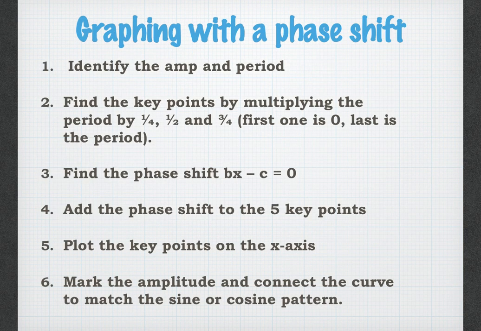So here's our new process. Identify amplitude and period, still same thing. Absolute value of A and the 2 pi over B. Find the key points by multiplying by a fourth, a half, and 3/4. First one is 0, last one's the period. Then look for a phase shift. So whatever is inside the parentheses, I'm going to set equal to 0, and that's my phase shift. Then I add the phase shift to the 5 key points. So if the phase shift is positive, I add it. If it's negative, I subtract it. Then I plot my new key points on the x-axis, mark the amplitude, and connect the curve to match the sine or cosine pattern.